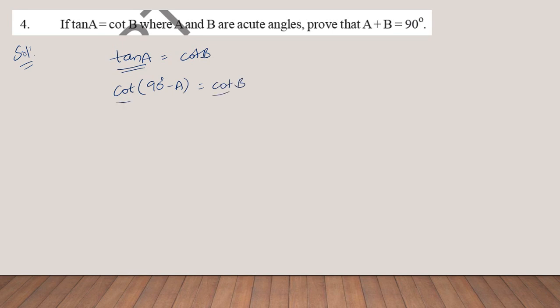Now since both the ratios are the same, you can directly compare the angles. From this I can write 90 degrees minus A is equal to B. When I transpose minus A, this gives me 90 degrees is equal to A plus B, right? This is nothing but the condition he is asking you to show. So we have shown it, right?